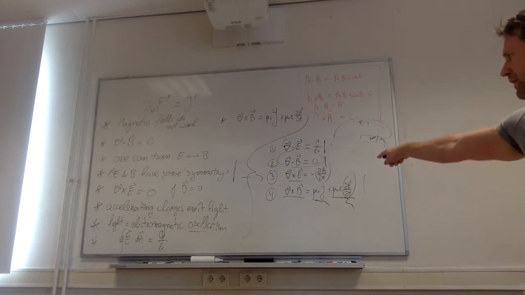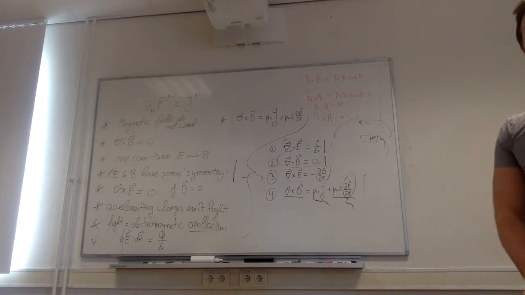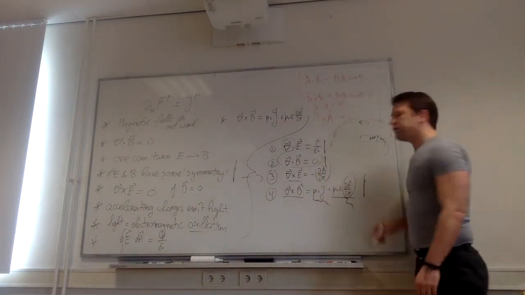And the first term on the right hand side tells you that too makes a magnetic field. So that's what that means. This equation really tells you that there's really two ways of making a magnetic field.